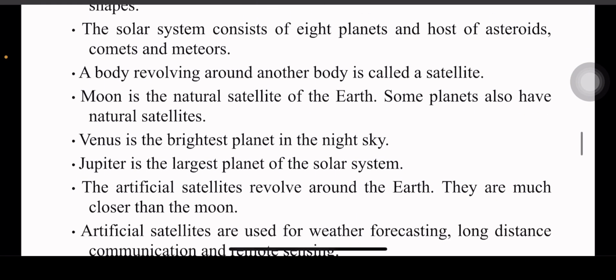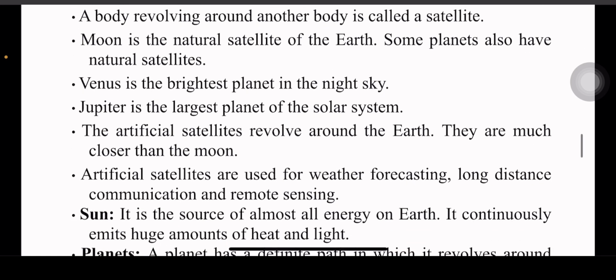Venus is the brightest planet in the night sky. Jupiter is the largest planet of the solar system. The artificial satellites revolve around the Earth. They are much closer than the Moon. Artificial satellites are used for weather forecasting, long distance communication, and remote sensing.